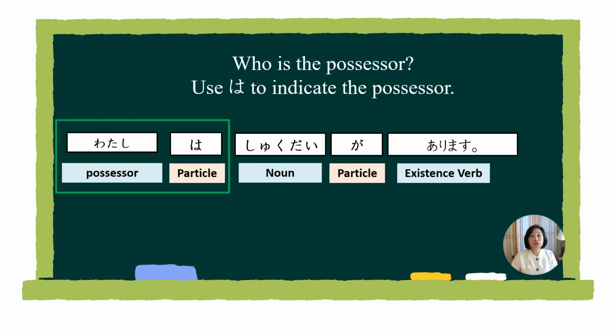To indicate who has the homework, you put the pronoun or the name of the person who has the homework here and mark it with the topic marker は. And then say, 私は宿題があります。I have homework.